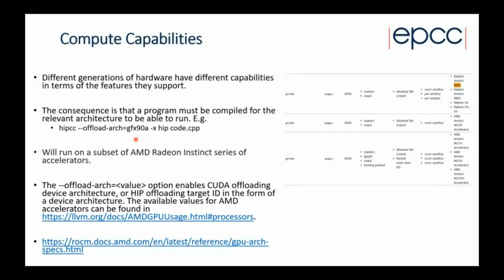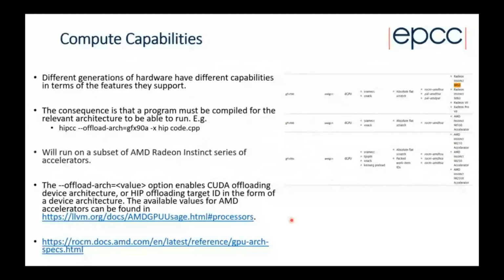This will allow it to run on a subset of the AMD GPUs that are available in the world. So you can see here at the bottom in this table on the right, I know it's a little bit small, but gfx90a would allow you to target both AMD MI210s, MI250s, and MI250X accelerators. If you had previous generations, you'd need a different code here.